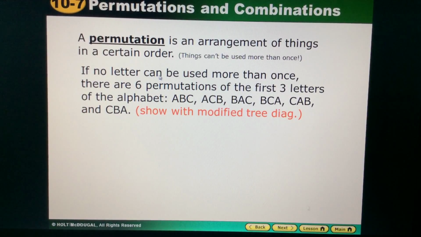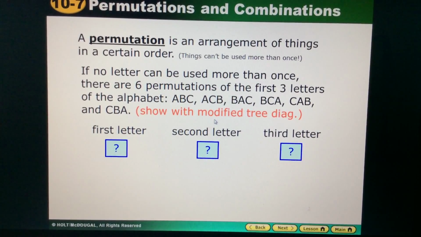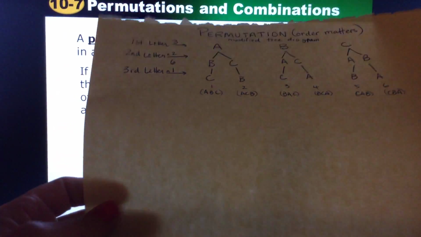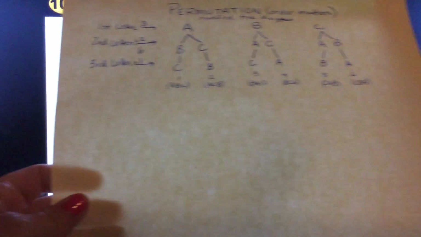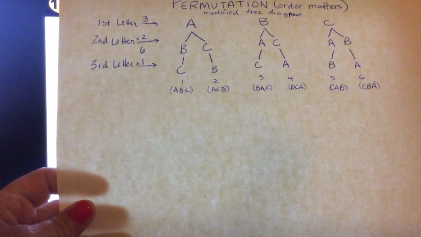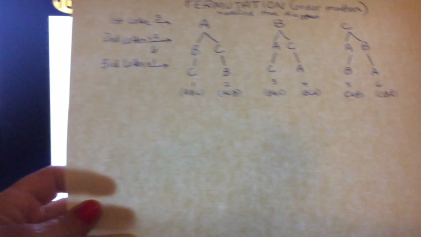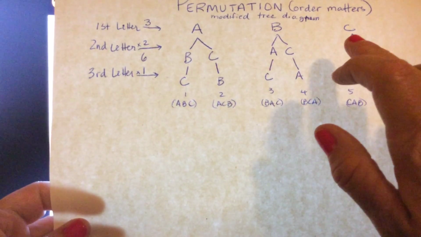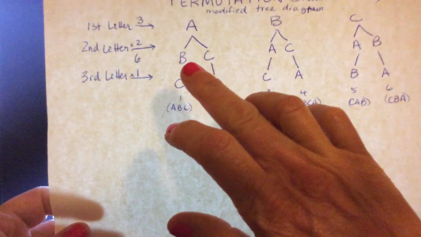All right. So if no letter can be used more than once, there are 6 permutations of the first 3 letters of the alphabet, ABC. So you can arrange them in these different ways. So if we look at that as a tree diagram, I call it a modified tree diagram because it's not exactly the way we see it normally. So if you look at my tree diagram here, you're going to see that if you can't use each letter more than once, A, B, and C would be the first letter of the three-letter permutation.